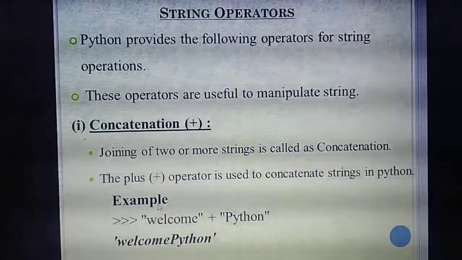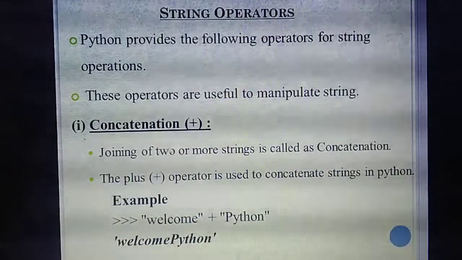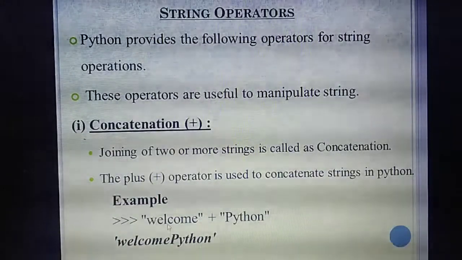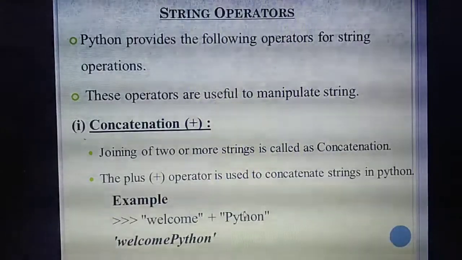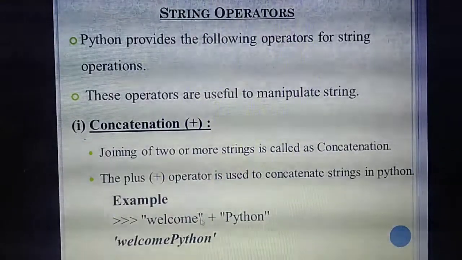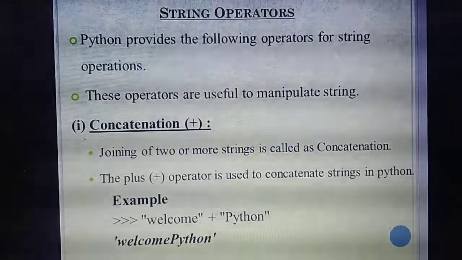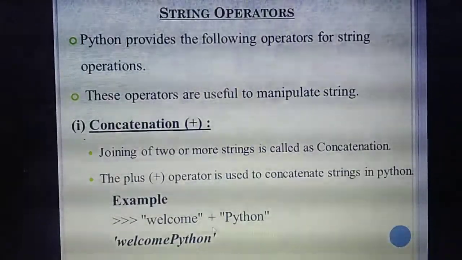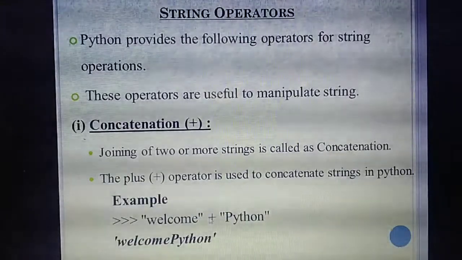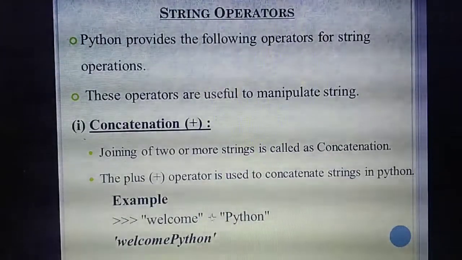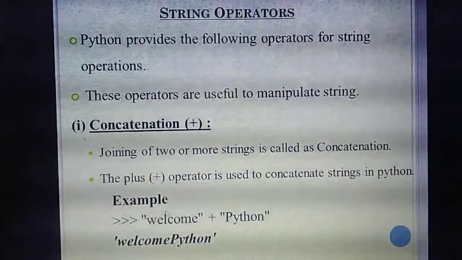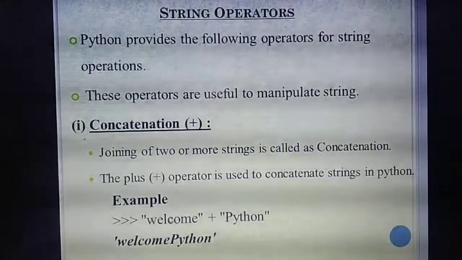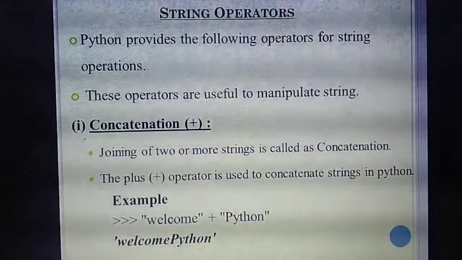Listen. See this example. You should write each heading, these points, as well as the example. They are going to add two words, Welcome and Python. The strings you need to declare in double quotes. First word Welcome. Which operator is used to concatenate or join? Plus. In between you need to put the plus symbol. So "Welcome" + "Python". Now run the program and see the output. The output comes as Welcome Python. The two words are joined together and you get the output Welcome Python.